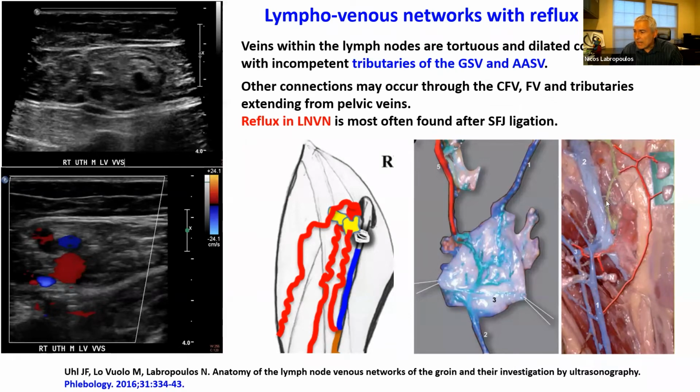And if you look at our drawing from our patient, this patient has a previous ligation, the saphenous vein here is normal, but I see the lymph nodes and veins coming from the anterior accessory, which is actually the most common vein to give the lymphovenous networks. You see it very nicely in this cadaveric preparation in here.